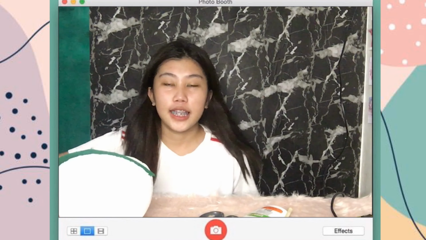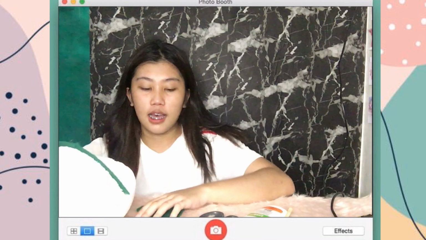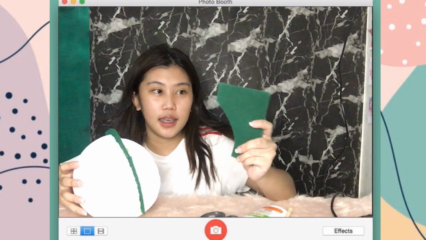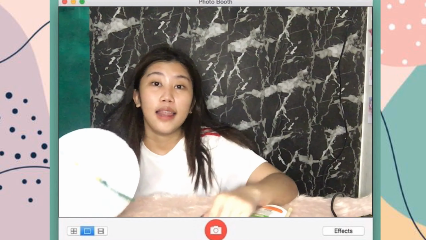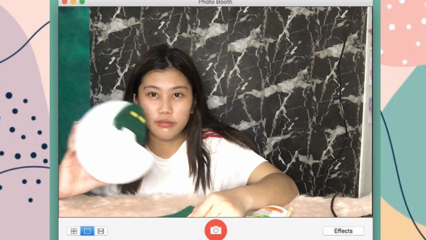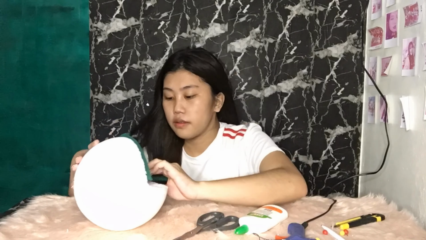So what I'm currently doing, guys, is putting the cytoplasm, and I'm using this green sponge that I just saw in our house. So back to work. So guys, I'm just doing the same thing to the lower part of the styrofoam so that it will be even.